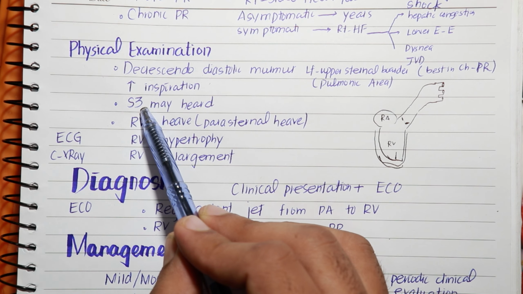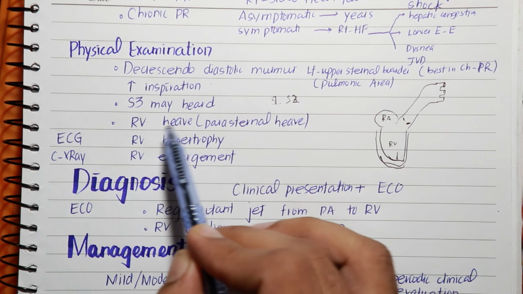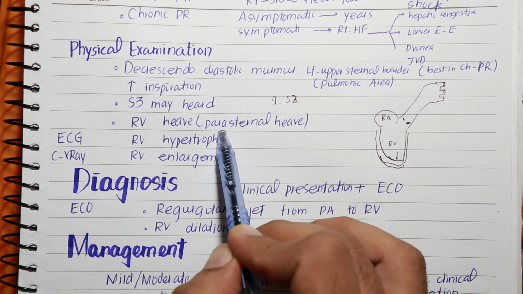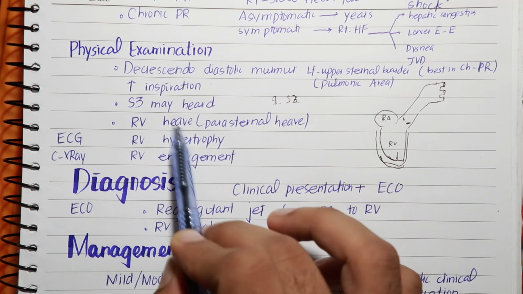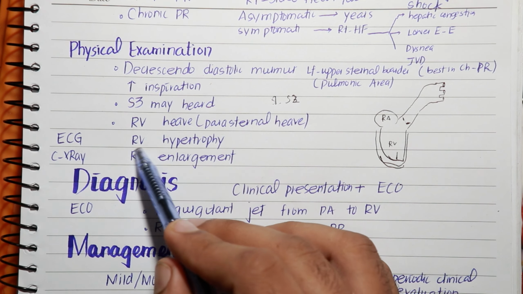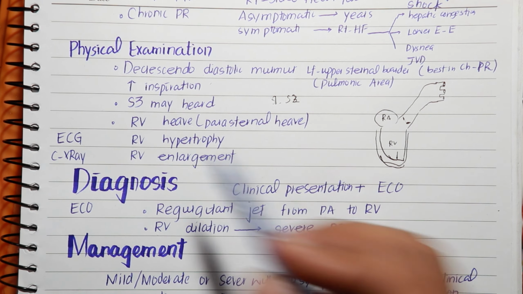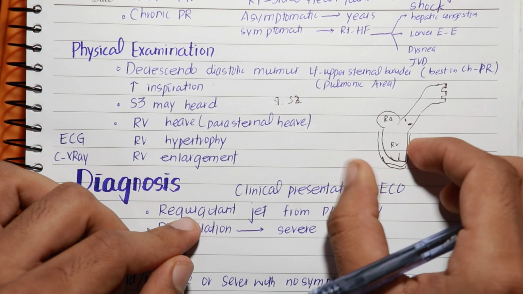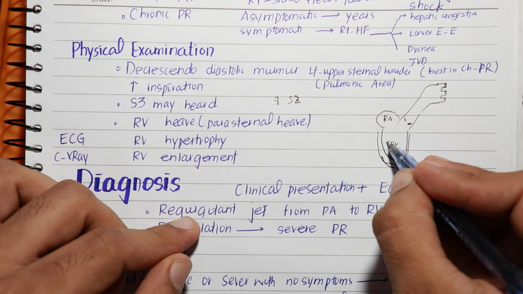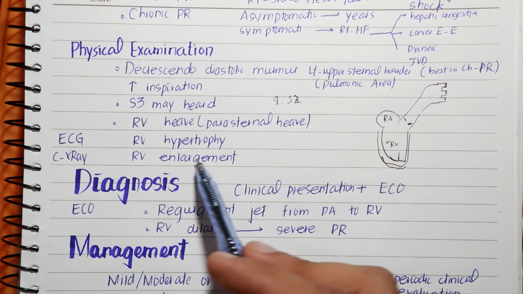What is S3? When blood strikes the eccentric hypertrophied wall, S3 may be heard, as well as a right ventricular heave, which is also called a parasternal heave. When you see the chest, you will find this heave. On ECG you will find right ventricular hypertrophy. The right ventricle has been hypertrophied. Why? Because blood came back and this caused hypertrophy. There is eccentric hypertrophy. You will find that hypertrophy on ECG. On chest x-ray, there would be right ventricular enlargement.